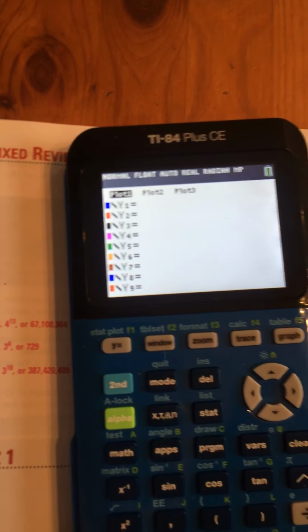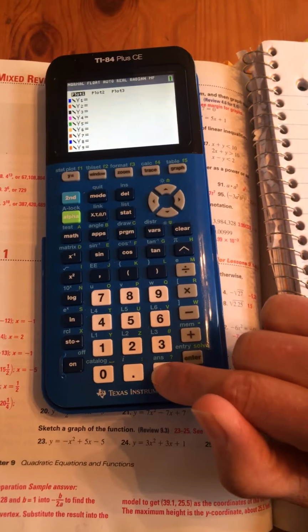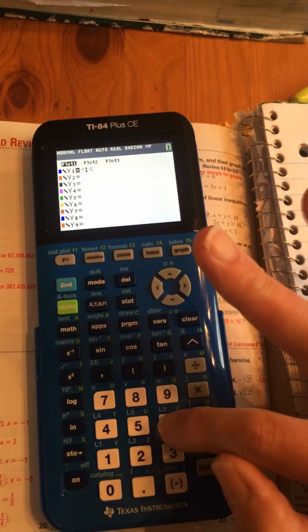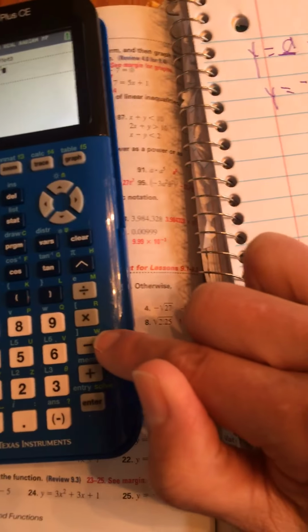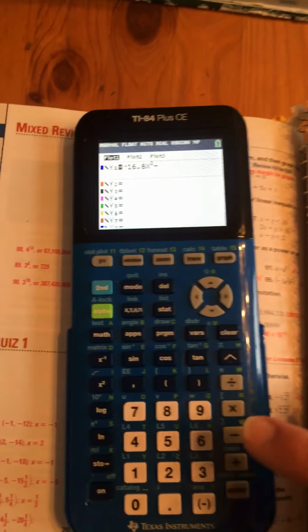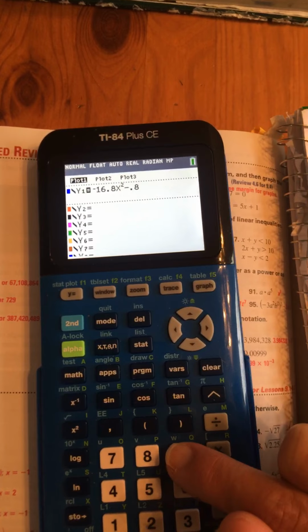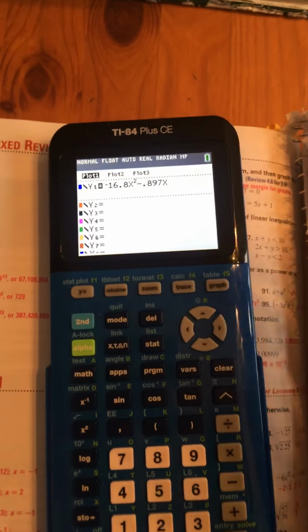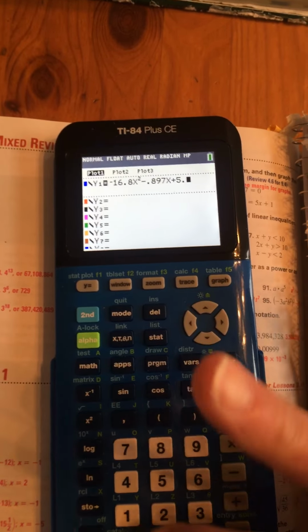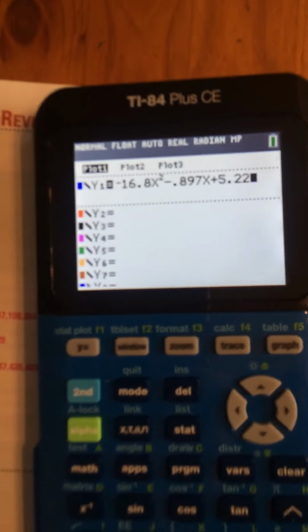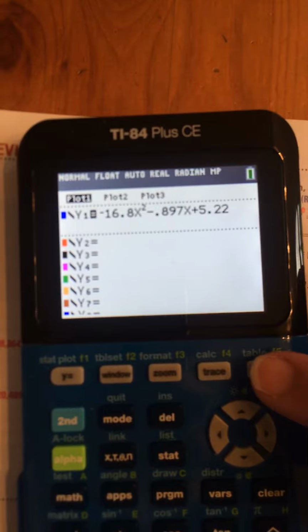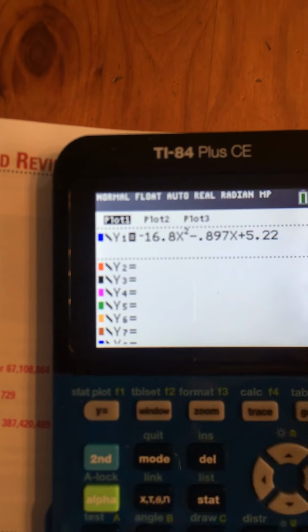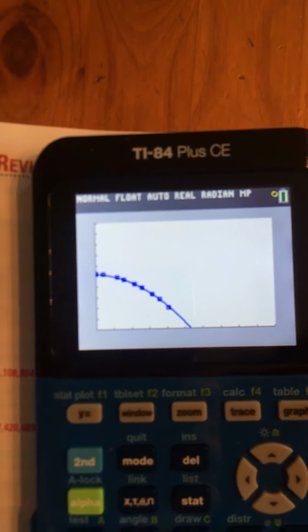So now we have an equation that we're going to go back and put in y equals. It's negative, you always use negative here at the beginning of an equation, negative 16.8 x squared, minus in the middle, you can remember that because they both start with the m, minus 0.897x, and then plus 5.22. So that's my equation. Now, my window should be good because we had it before for this. So right here, I've got the color blue. So I should have blue dots, and then it puts a blue line through it. Let's see. Ta-da! It did it.